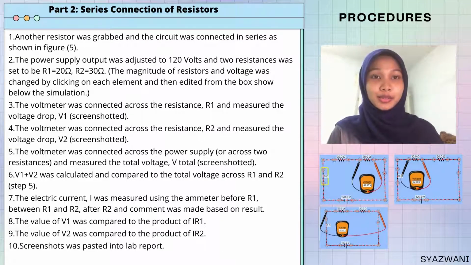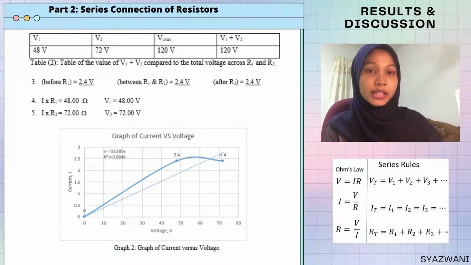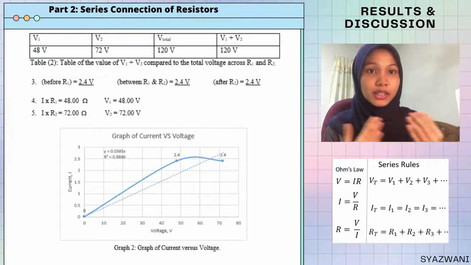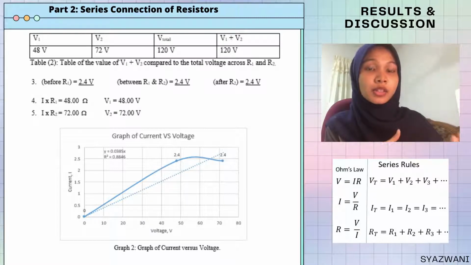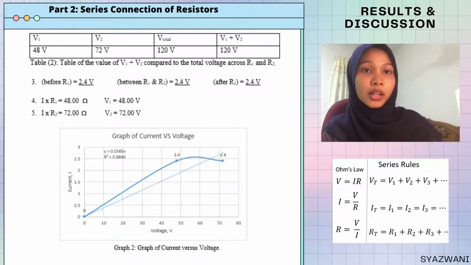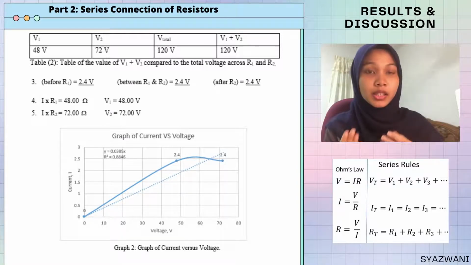The procedure was carried out using an online simulation to study series connection of resistors. Based on the result obtained, firstly, table 2 shows that the values of V1 and V2 individually, 48 volts and 72 volts, are similar to the total voltage of 130 volts. This is because Ohm's law states that the current is the same in each part of a series circuit. Secondly, the value of current before R1, between R1 and R2, and after R2 are the same. This is because a series circuit was used.